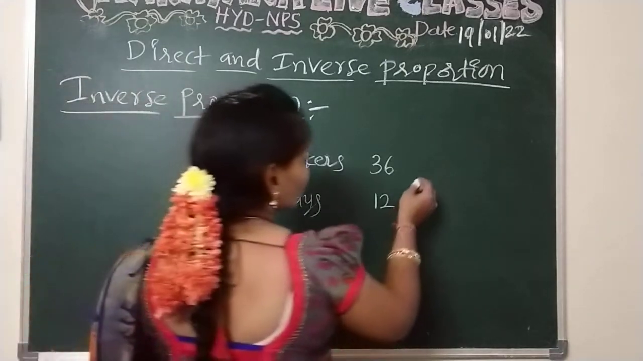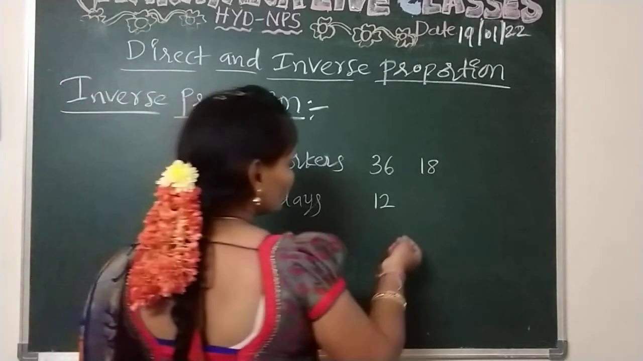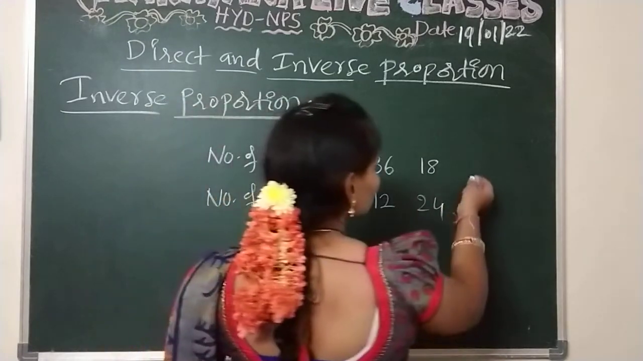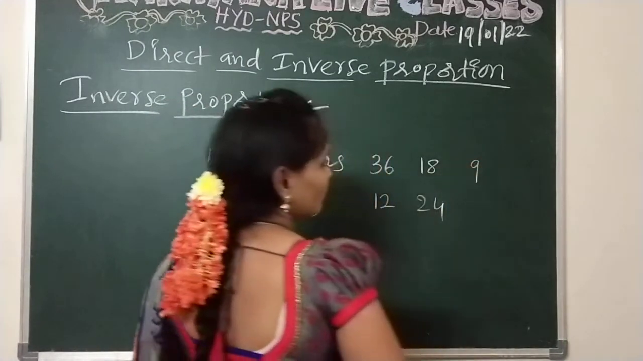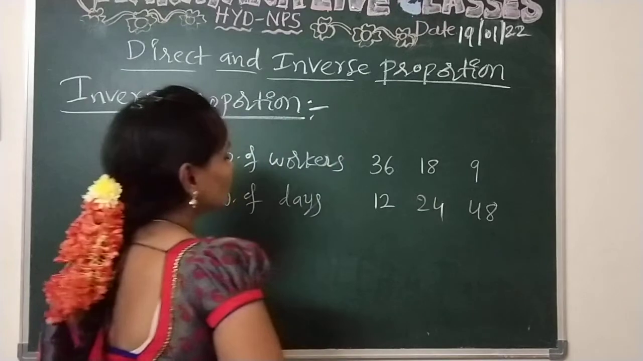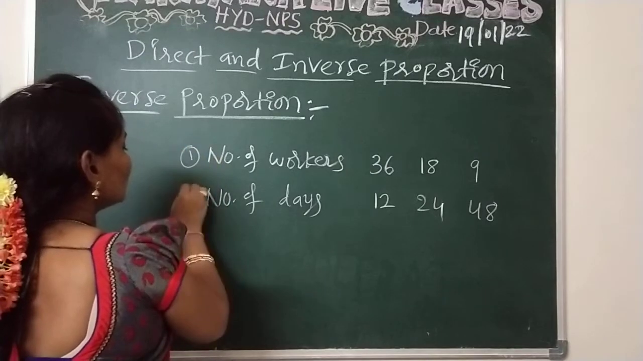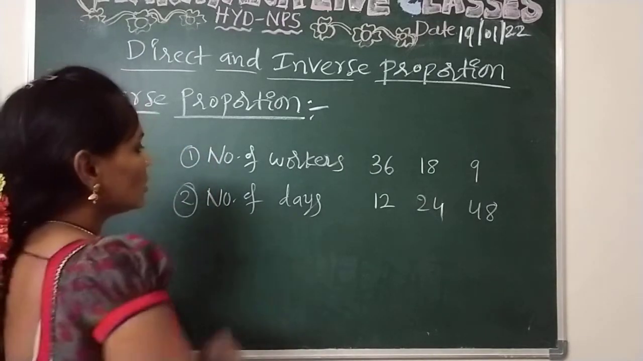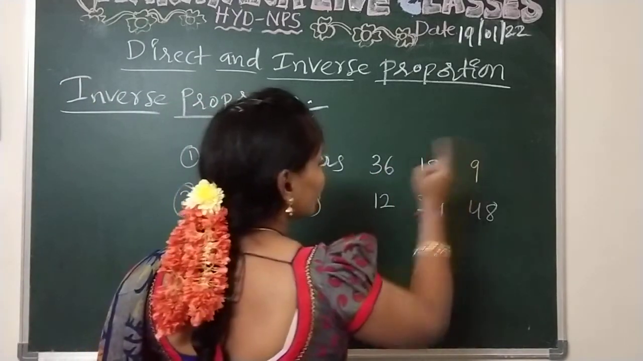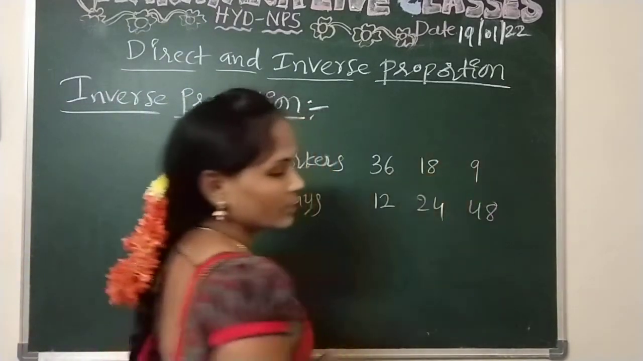Now, one more. Suppose 18 workers build a wall in 24 days. Next, suppose 9 workers build a wall in 48 days. Here, this is one quantity, and this is the other quantity. Let me take this as the first quantity and this as the second quantity. See, the number of workers is decreasing here: 36, 18, 9. The number of days is increasing: 12, 24, 48. Right?